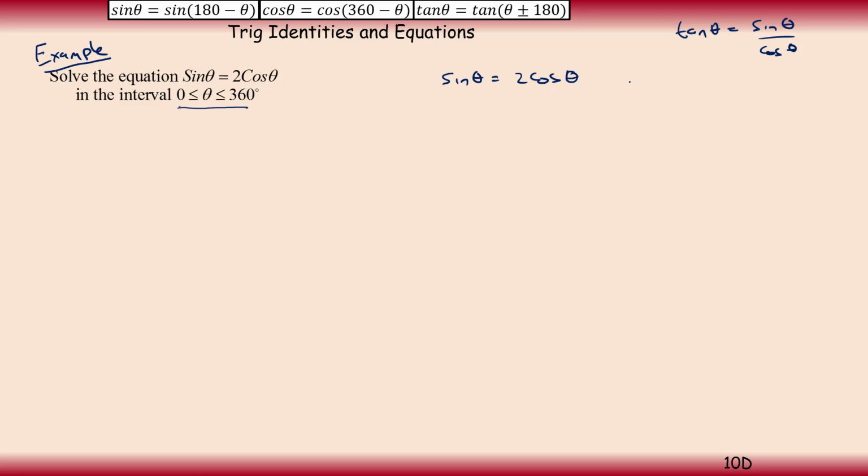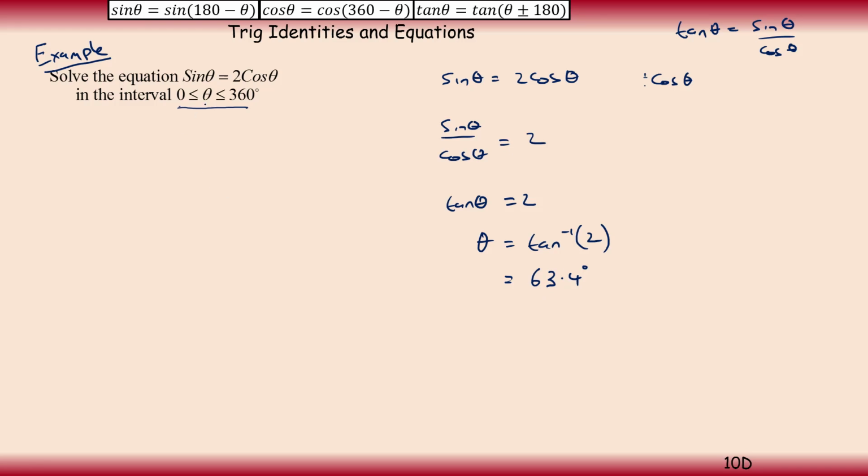So if I divide both sides by cos theta, I get sine of theta divided by cos theta equal to 2. Sine over cos is tan theta. Now I can work out what theta is. Theta is going to be equal to the inverse of tan, tan to the minus 1, of 2. I worked that on my calculator and it tells me that it is 63.4 degrees.